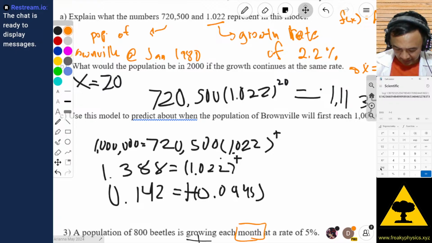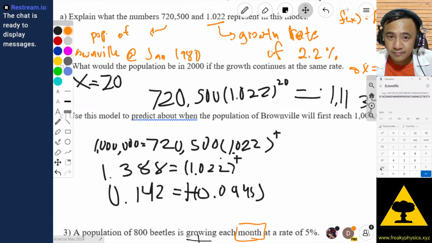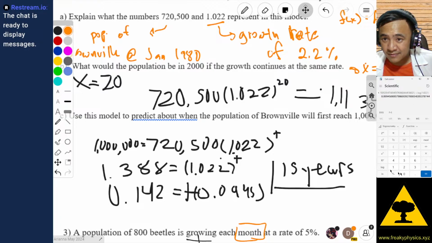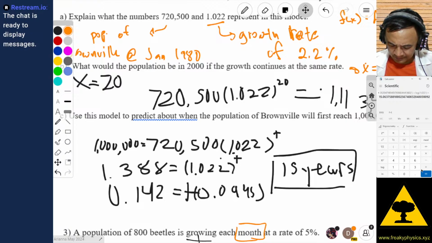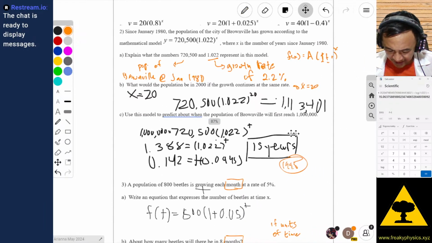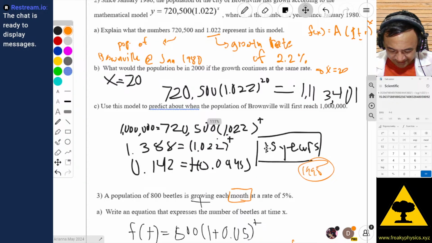And T goes there now. That's correct. And then you divide it. That's correct. 15 years. So when did it happen? 1995. Correct. All right, great. You're really getting the hang of this now, so we're good.